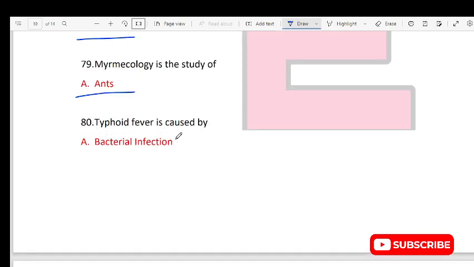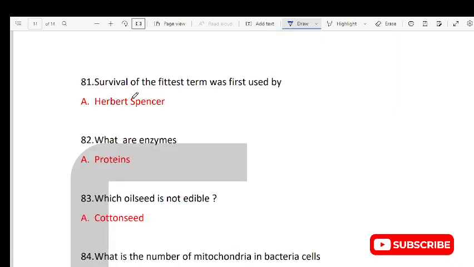80. Typhoid fever is caused by? Answer: bacterial infection. Question number 81. Survival of the fittest term was first given by? Answer: Herbert Spencer. Question number 82. What are enzymes? Answer: protein.